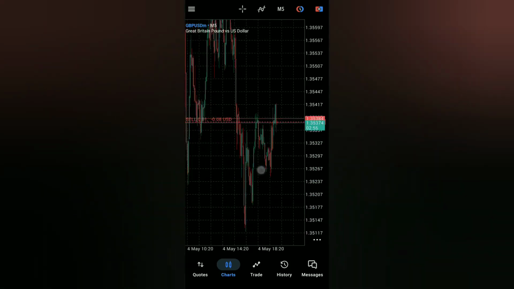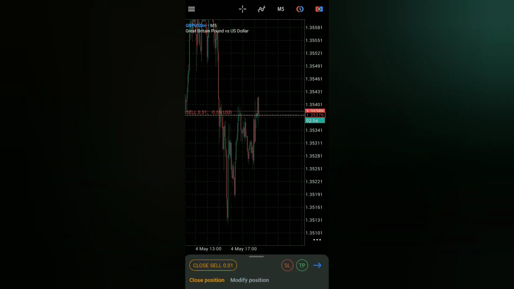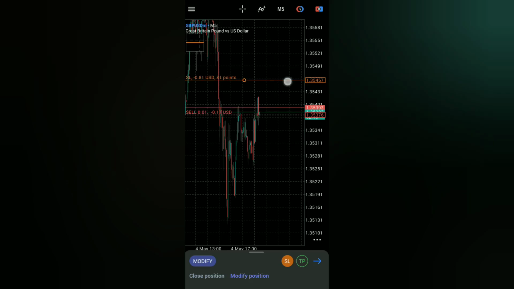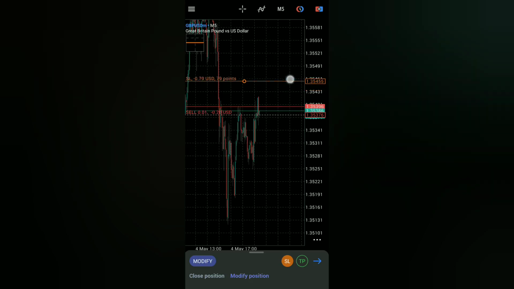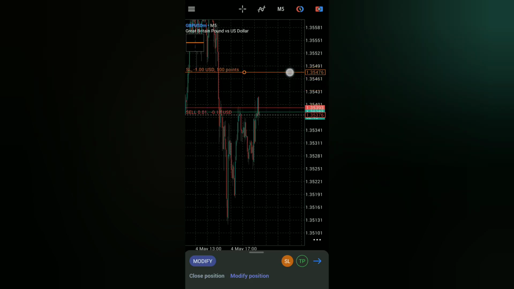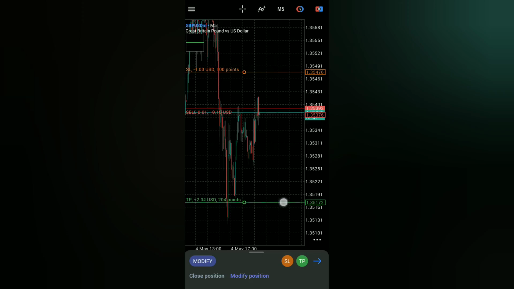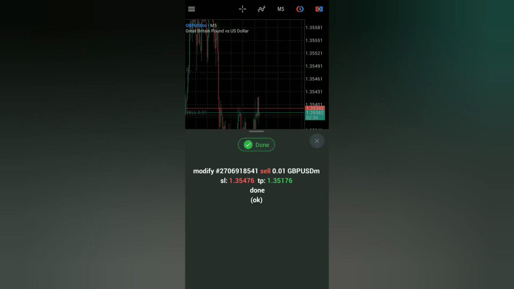So how do I place my stop loss? When I click here now, I'll place my stop loss above because I'm selling. Let me place my stop loss at $1 and my take profit at, let's say, $2. That means I'm risking $1 to make $2. Then I click here to modify it. Then I've placed my stop.